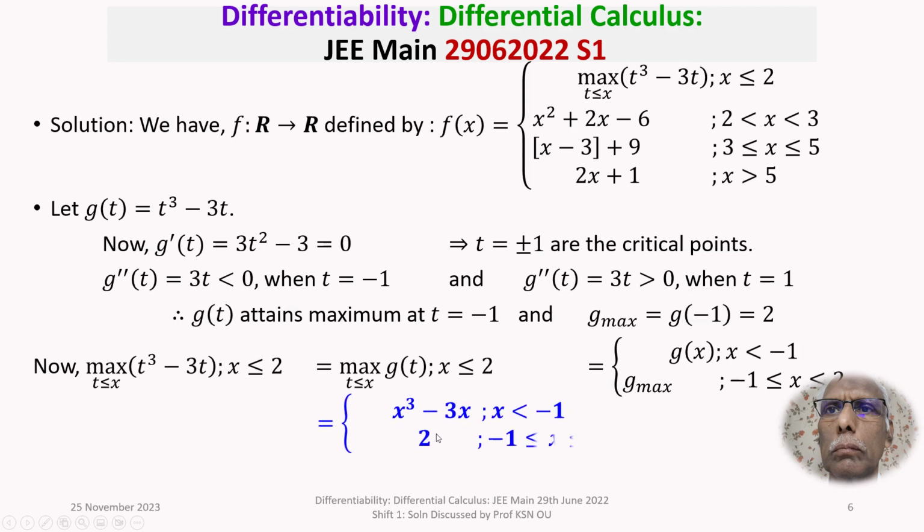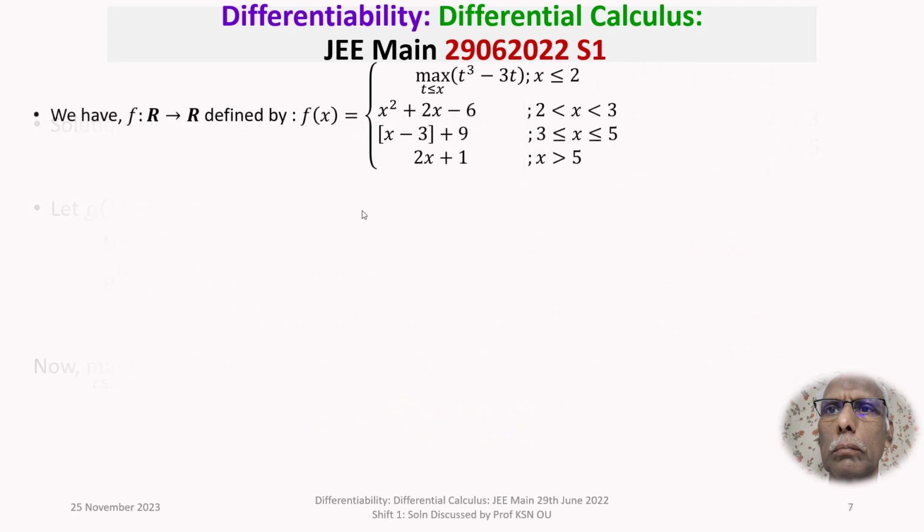And that is x cube minus 3x when x is less than minus 1, and it is 2. That is the maximum, for minus 1 less than or equal to x less than or equal to 2. So that is the first branch of the function f of x. Okay. There is another branch which is typical here, that is bracket x minus 3 plus 9.